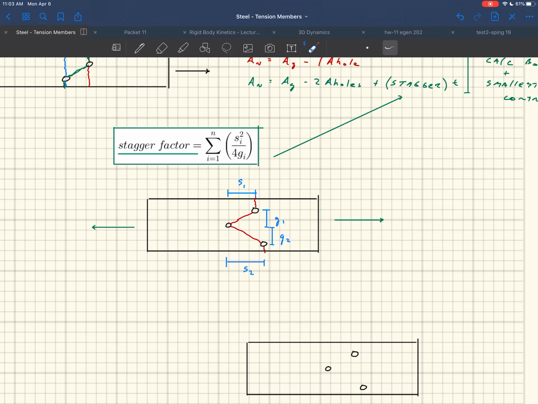So here's an example of those. So we have 3 holes, you have 2 s's and 2 g's. If you have 4 holes, you'd have 3 s's and 3 g's.